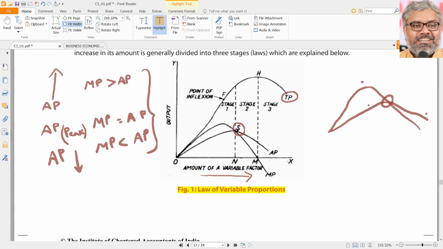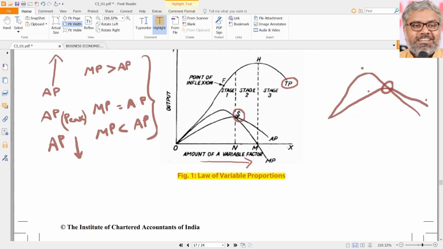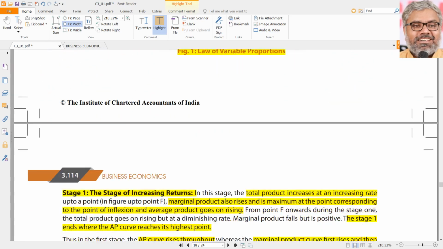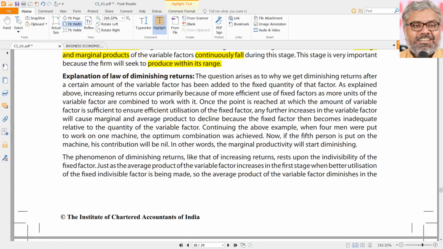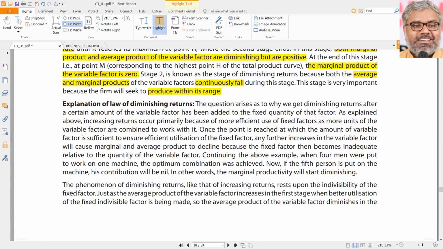Once the average product is already at its peak, stage 2 starts and marginal product becomes lesser than average product, and both start declining. And that is where the firms will operate, that is in stage 2. So how does this happen? Same things. These are once again vague explanations, not that 100% they will work like that in reality. The diminishing returns will happen in stage 2 is what we should know.